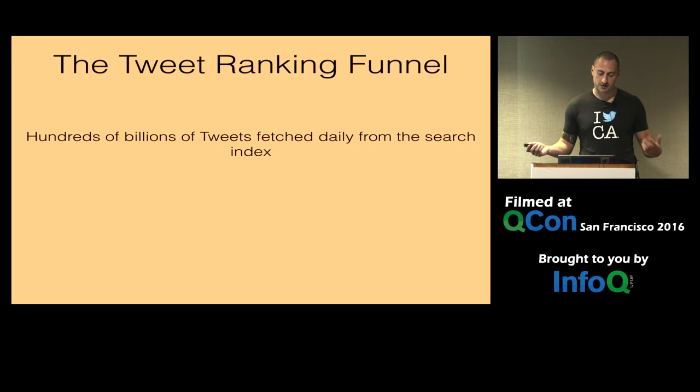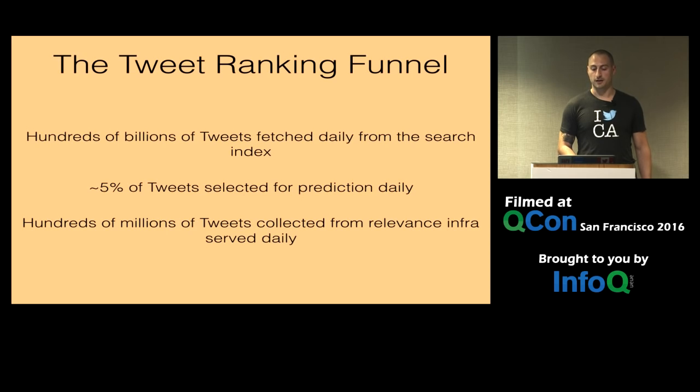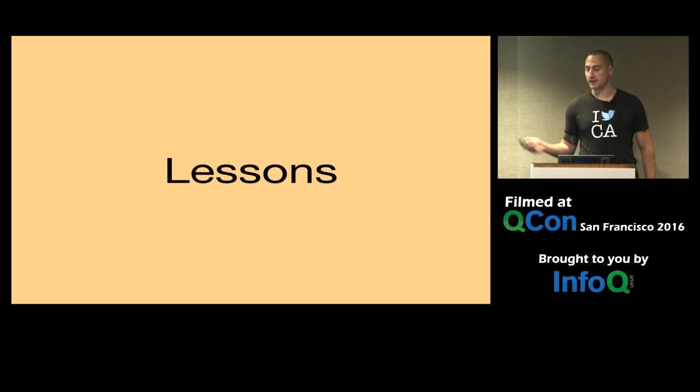So we'll collect hundreds of billions of tweets from the search index every day. About 5% of those end up being selected for engagement prediction. And then out of that, we serve about hundreds of millions of tweets for delivery back to users every day. So that's kind of the scale of what it's like today at Twitter. And this system continues every month to serve more and more ranked tweets from the system as we get better at doing it. So some lessons from this whole process.